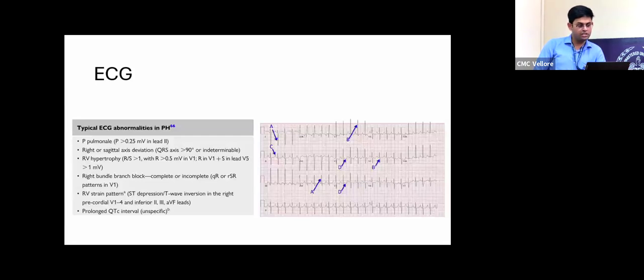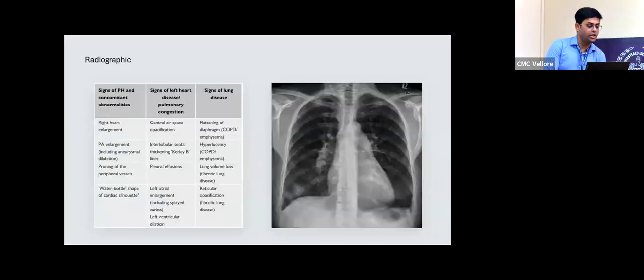Pulmonary hypertension can present with prolonged QTc. If retrospectively for a pulmonary hypertension patient you find a prolonged QTc, it is usually non-specific, but if it is there, it may reflect RV dysfunction and an advanced stage of RV failure. And it is a poor predictor of mortality. It's a poor factor for mortality.